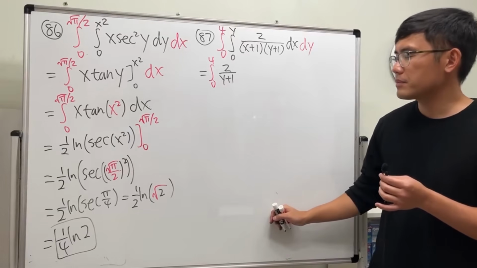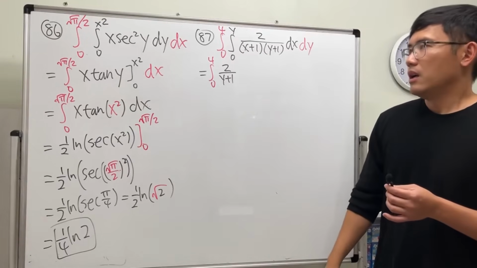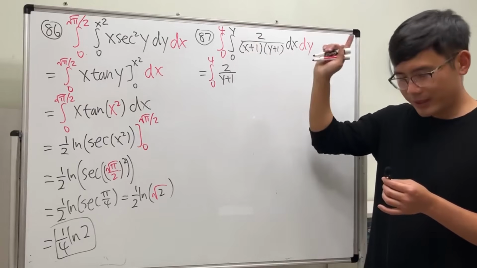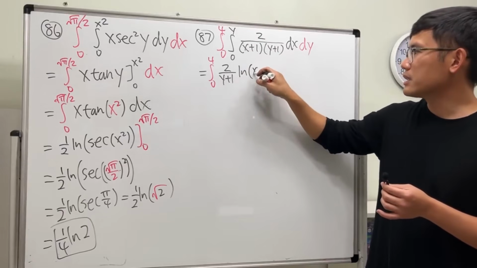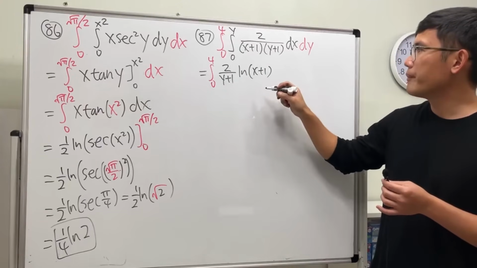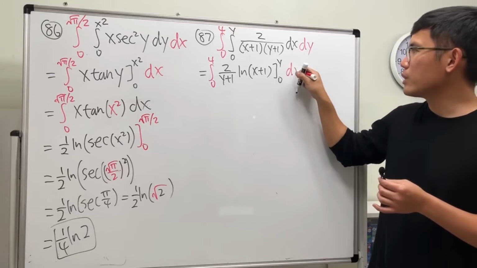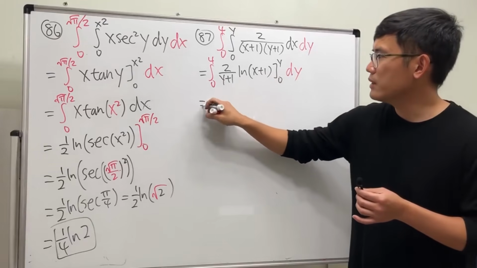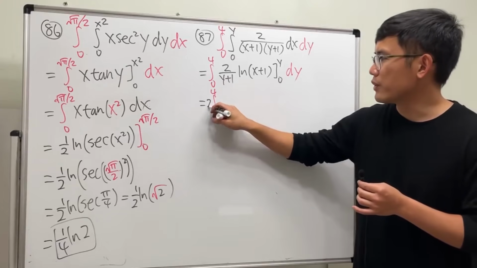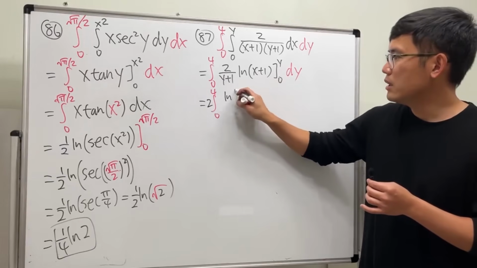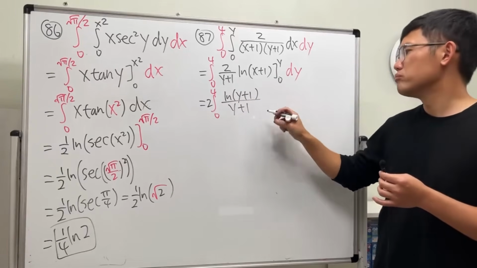And then integrate x plus 1 is ln, so it's ln, and we don't have to worry about its absolute value, so x plus 1. Okay, and then we go from 0 to y in the y world here. Y goes in here first, so we have integral 0 to 4. Let's put a 2 at the front, yeah? And then ln of y plus 1 over y plus 1. And then dy.